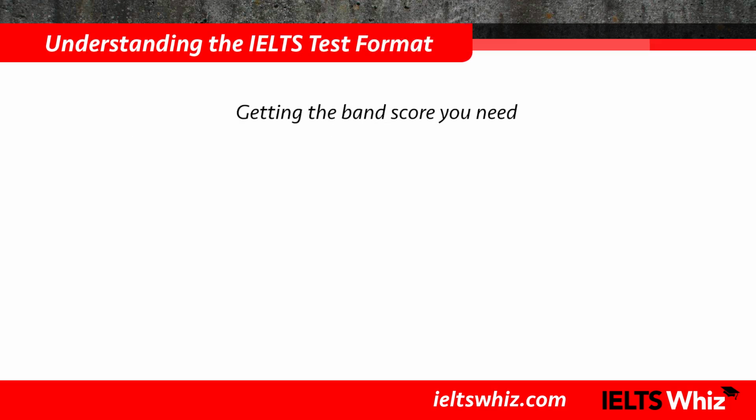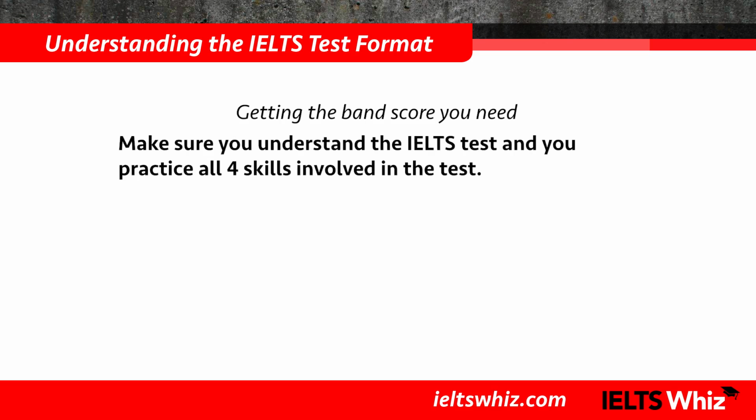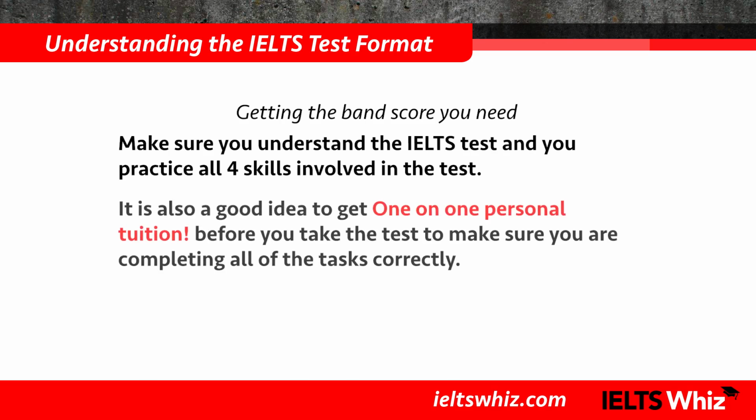If you want to make sure that you achieve the band score you need, you should first make sure you understand the Ielts test and you practice all 4 skills involved in the test. It is also a good idea to get one-on-one personal tuition before you take the test to make sure you're completing all of the tasks correctly.